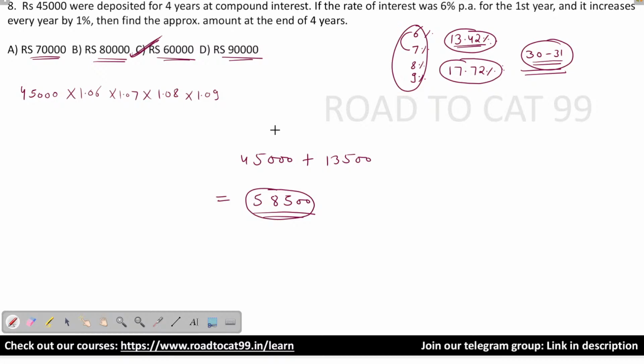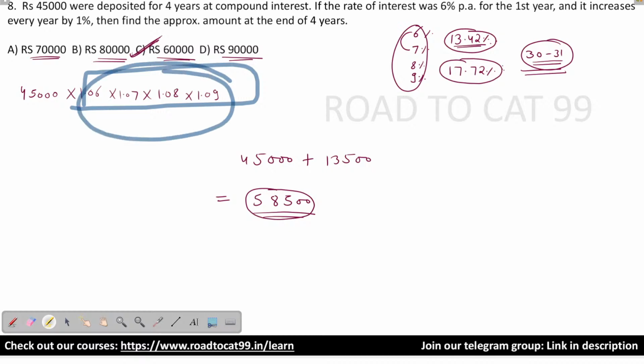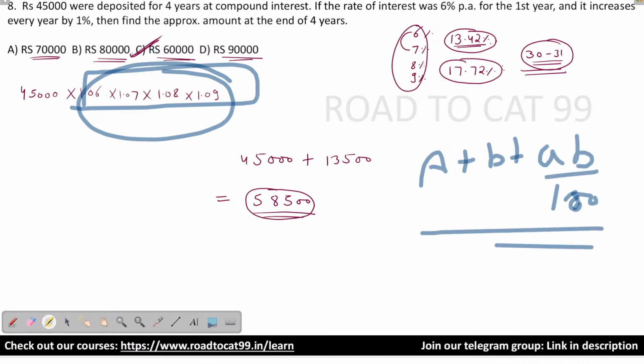This is again based on the understanding of compound interest. I think the only painful part about this question is that some students might get stuck here, on how to proceed with this part. But if you know the successive formula, that is a plus b plus ab by 100, it makes your way easier to solve such questions, right? So I think you should definitely take up these questions when the options are very different from each other.